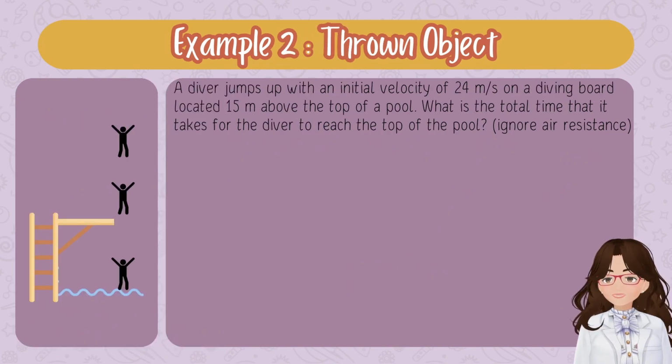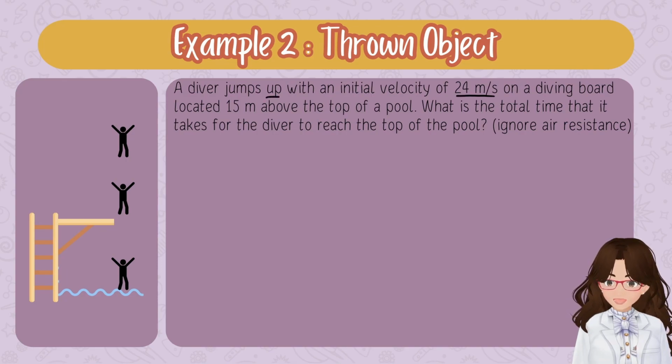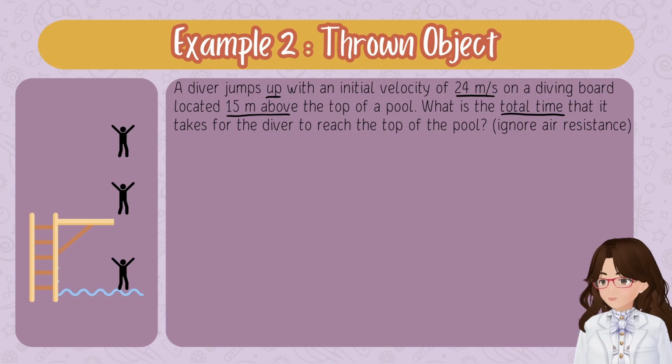Okay, let's look at one more example. But instead of having the object fall down, let's have the object move up first. So in this case, we have a diver who jumps up with an initial velocity of 24 meters per second on a diving board. Okay, ideas: initial velocity up, diving board located 15 meters above the top of the pool. What is the total time that it takes for the diver to reach the top of the pool? Ignore air resistance.